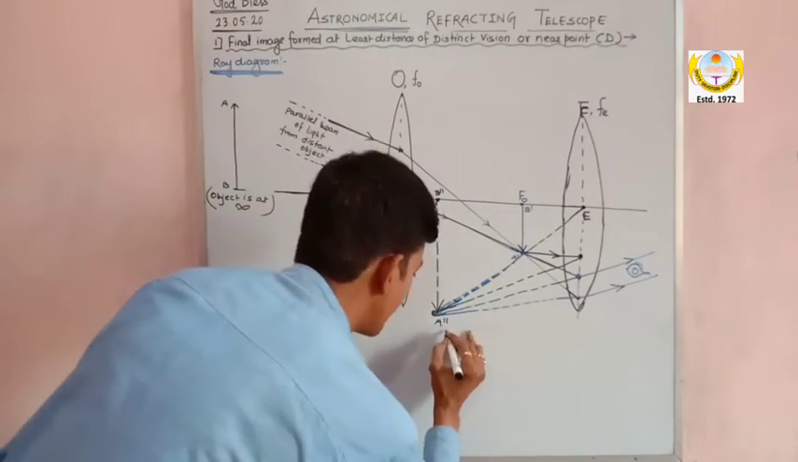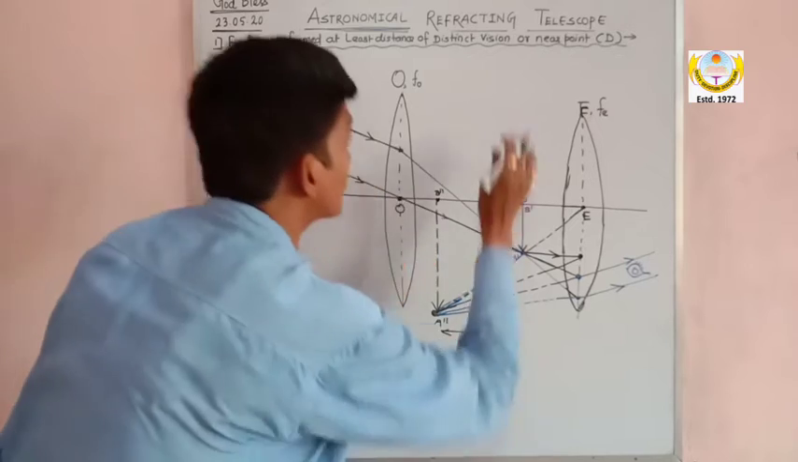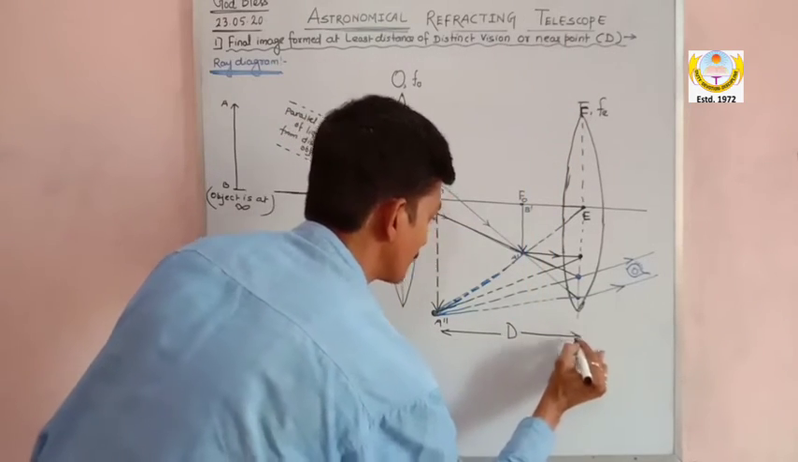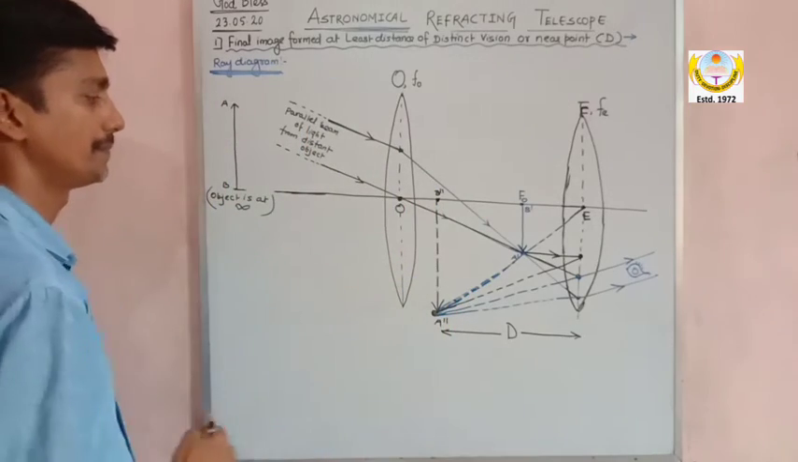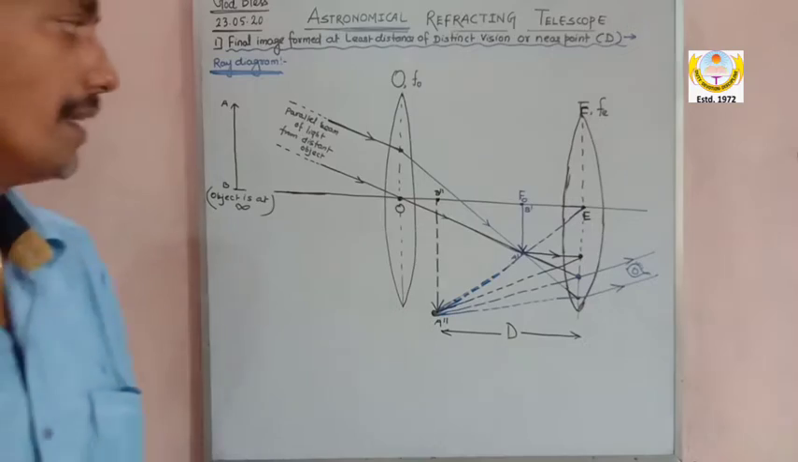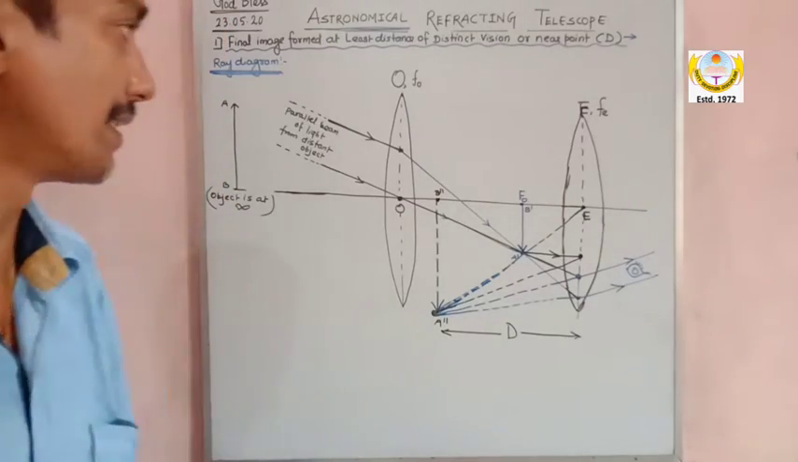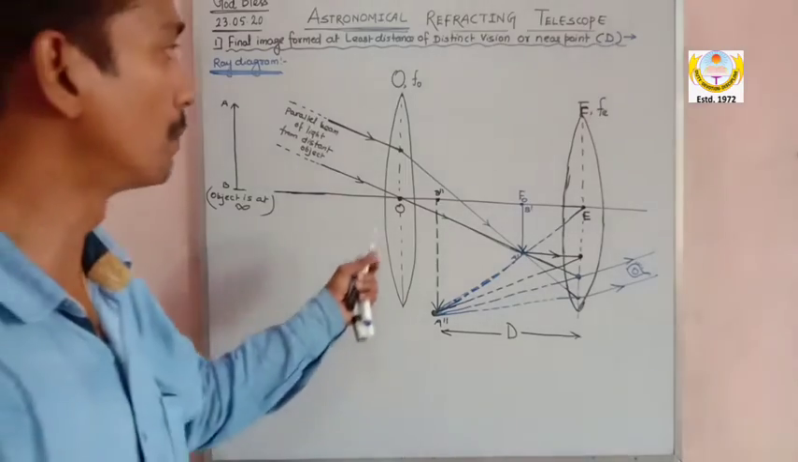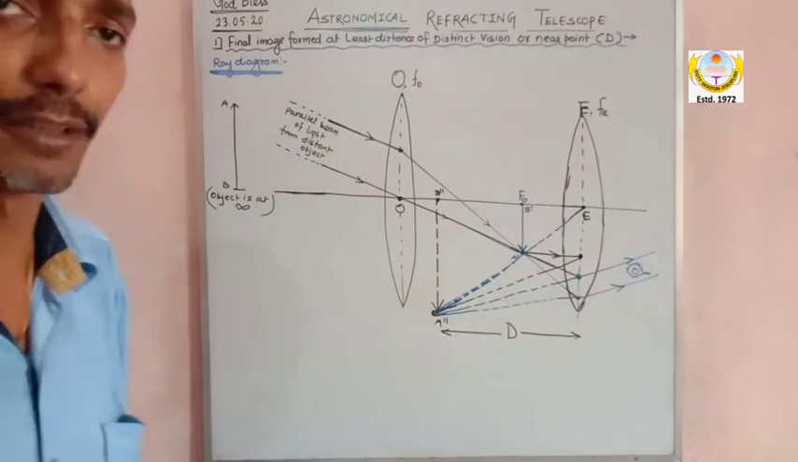At what distance is this image formed? So this image is formed at the least distance of distinct vision, that is at capital D. I hope everybody is clear. Now my dear, there are three concepts. This is the diagram, my dear, for the telescope forming an image at the least distance of distinct vision.